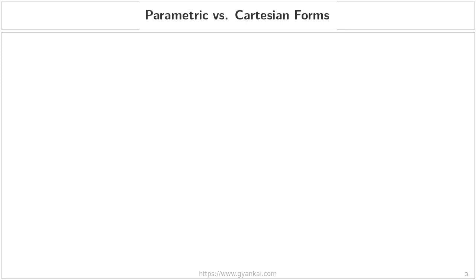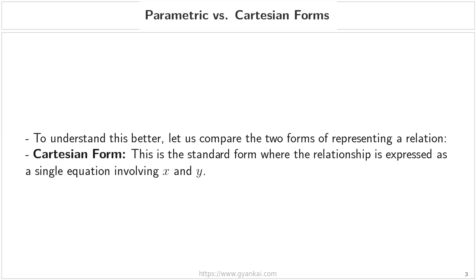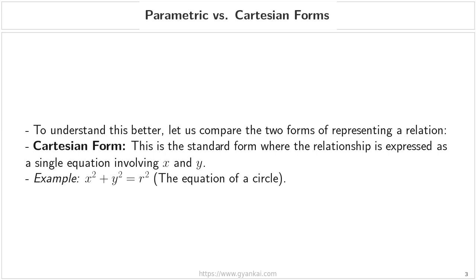Parametric versus Cartesian forms. Now that we have established the basic definition of parametric equations, let us compare them with the Cartesian form to better understand the distinction between the two. First, let us look at the Cartesian form. This is the standard representation you are likely already familiar with, where the relationship between two variables is expressed as a single equation involving x and y. For example, consider the equation of a circle. x squared plus y squared equals r squared. In this form, the relationship between x and y is direct and contained within one single expression.